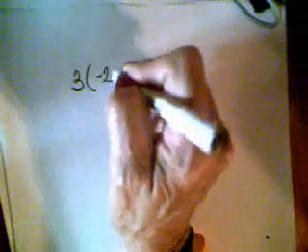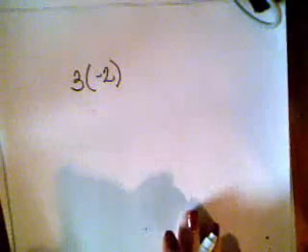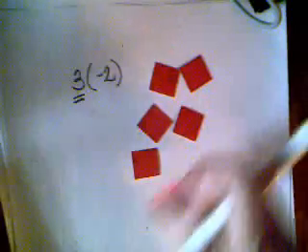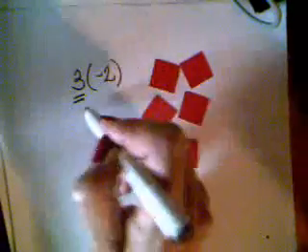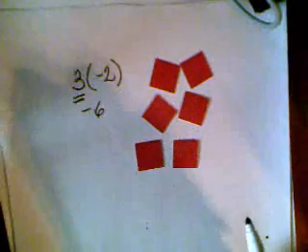On multiplication, if you have 3 times -2, that means that you want to add -2 3 times. So that gives us a -6.